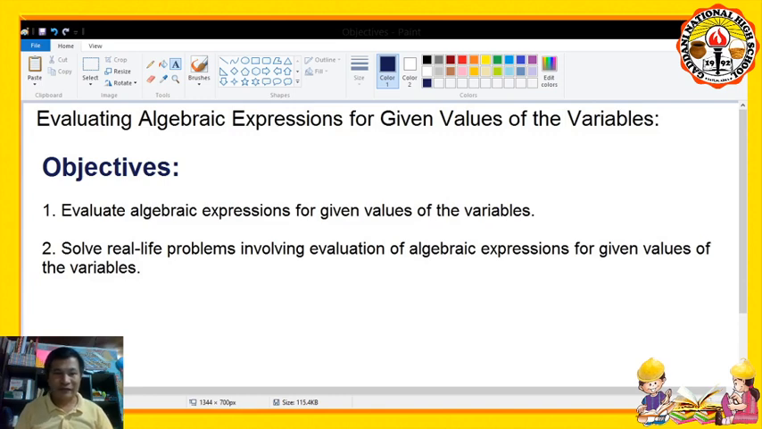Before we proceed, let us first have the objectives. Number 1, evaluate algebraic expressions for given values of the variables. Number 2, solve real-life problems involving evaluation of algebraic expressions for given values of the variables.